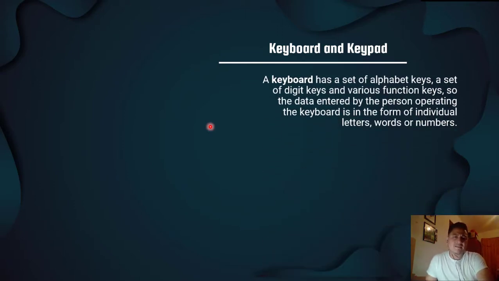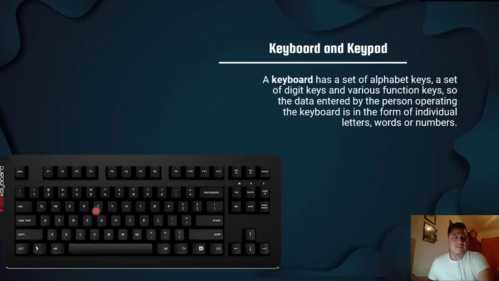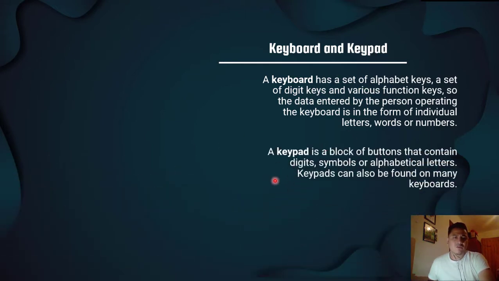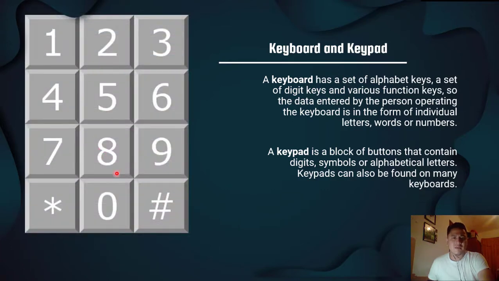So a keyboard has a set of alphabet keys, a set of digit keys, and various function keys so that the data entered by the person operating the keyboard is in the form of individual letters, words, or numbers. So this is an example of a keyboard. I'm sure that you all have seen keyboards before. Another example is a keypad, which is a block of buttons that contain digits, symbols, or alphabetical letters. Keypads can also be found on many keyboards, and this here is an example of a keypad.